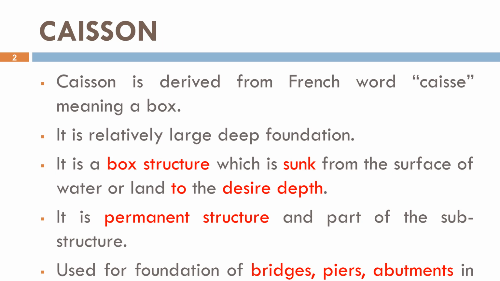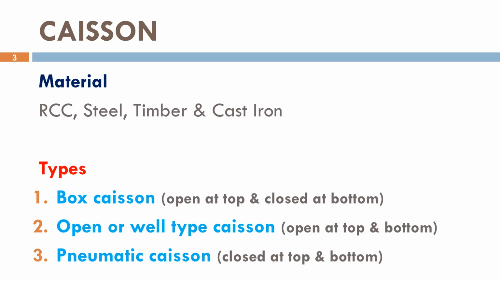The main purpose of a caisson is to safely transfer heavy structural loads to stronger soil or rock layers located deep below the ground surface. Caissons are generally constructed using reinforced cement concrete, steel, timber, or cast iron. Based on their construction, they are classified into three types. 1. Box caisson. 2. Open or well caisson. 3. Pneumatic caisson. Each type is selected depending on the depth of the foundation, soil conditions, and construction requirements.